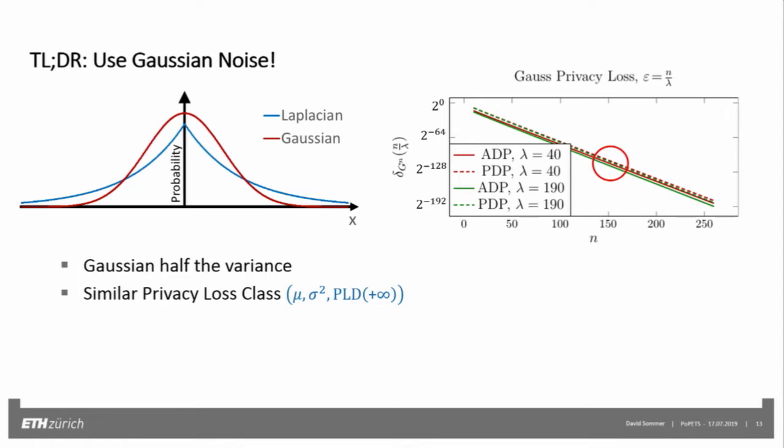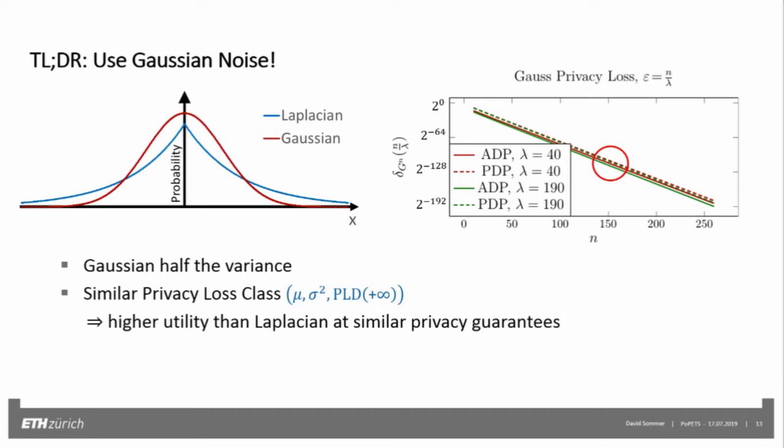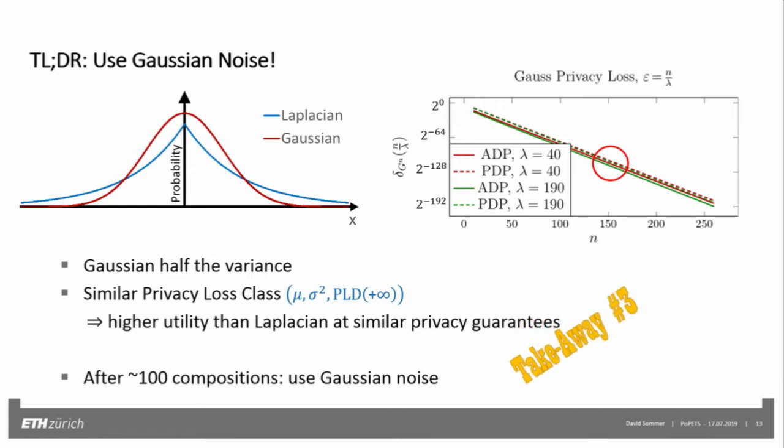This is already a very small delta. So use Gaussian noise because it has a higher utility than Laplacian under composition. Depending on your setup and what you need, but the rule of thumb, with 100 compositions, after that, you should use Gaussian noise. This is takeaway number three.